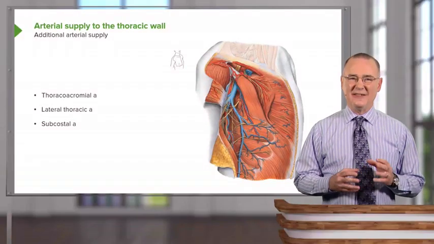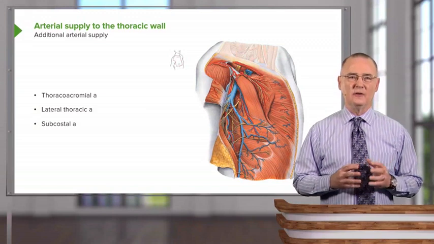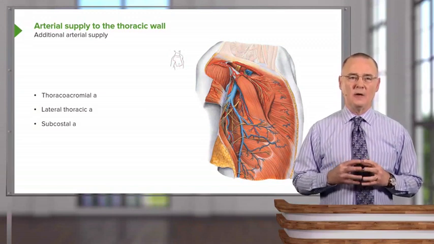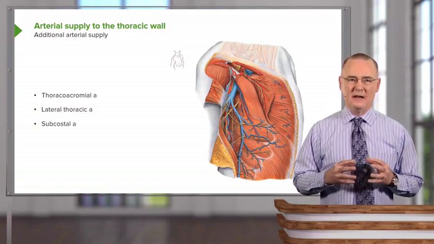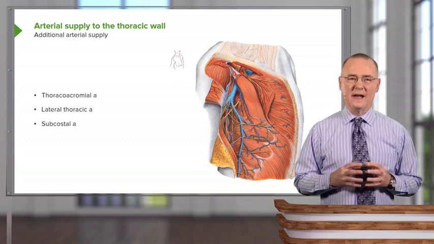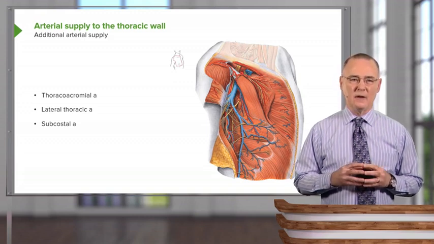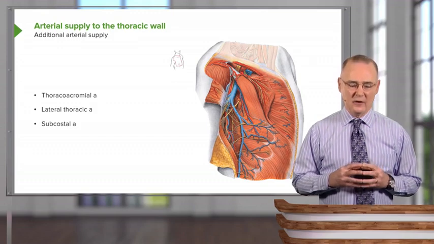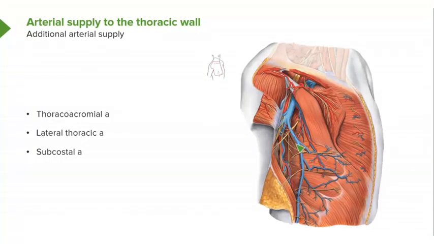Let's take a look at the additional arterial supply to the thoracic wall. There are three arteries to highlight. One is the thoracoacromial artery, the second is the lateral thoracic artery, and then the third one is the subcostal artery. The thoracoacromial artery is seen here.